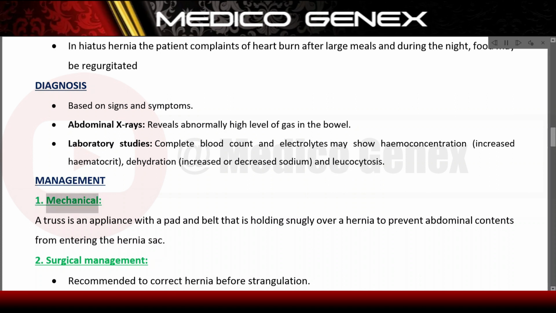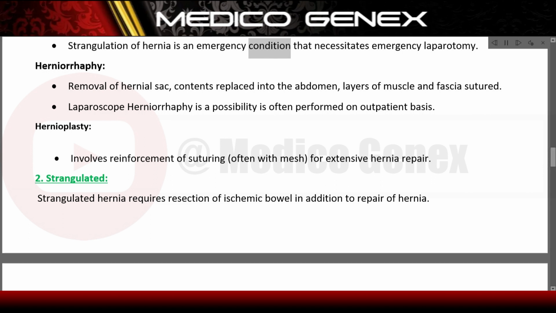Management. 1. Mechanical. A truss is an appliance with a pad and belt that is held snugly over a hernia to prevent abdominal contents from entering the hernia sac. 2. Surgical management. Recommended to correct hernia before strangulation. Strangulation of hernia is an emergency condition that necessitates emergency laparotomy. Herniorrhaphy: removal of hernial sac, contents replaced into the abdomen, layers of muscle and fascia sutured. Laparoscopic herniorrhaphy is a possibility and is often performed on an outpatient basis. Hernioplasty involves reinforcement of suturing, often with mesh, for extensive hernia repair. Strangulated hernia requires resection of ischemic bowel in addition to repair of hernia.